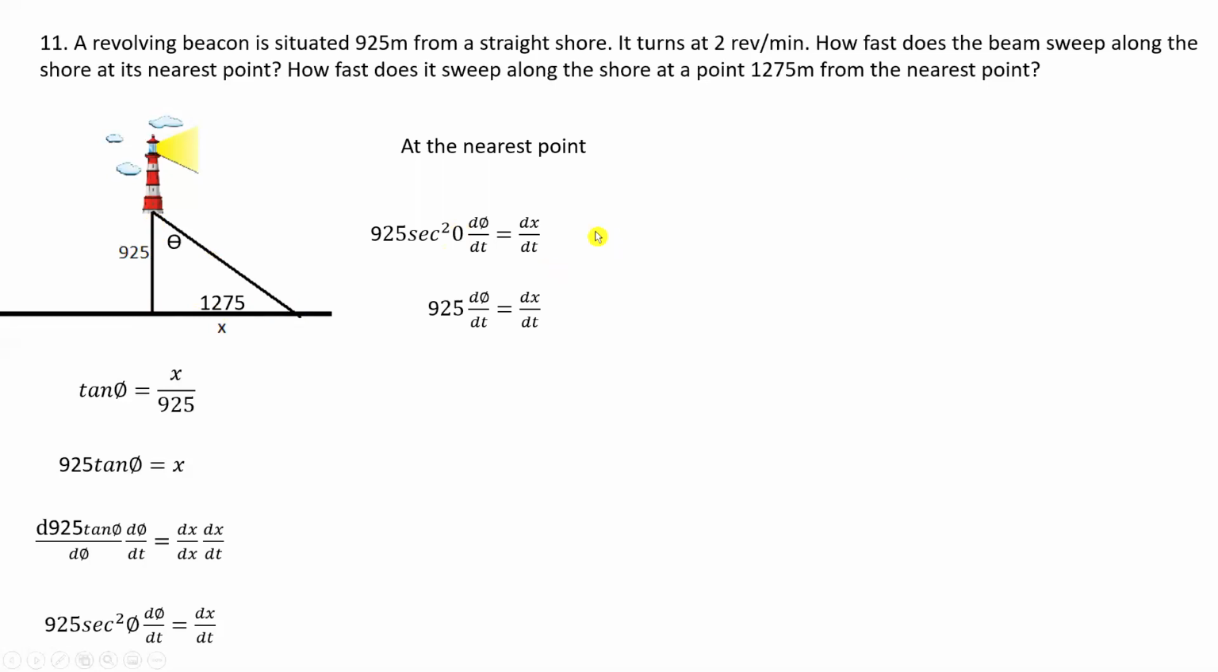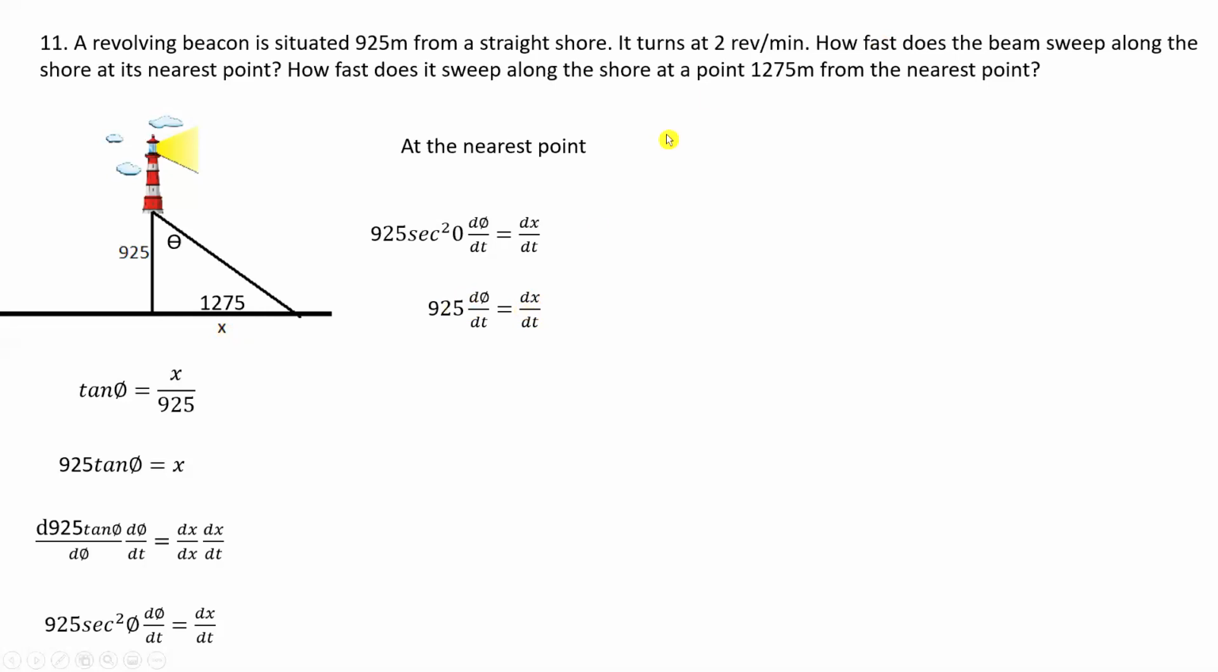What are we looking for? How fast does the beam sweep along the shore? Fast means involving d. Beam along the shore was x, so that's dx dt. No need to solve for anything. We just plug in what we know.